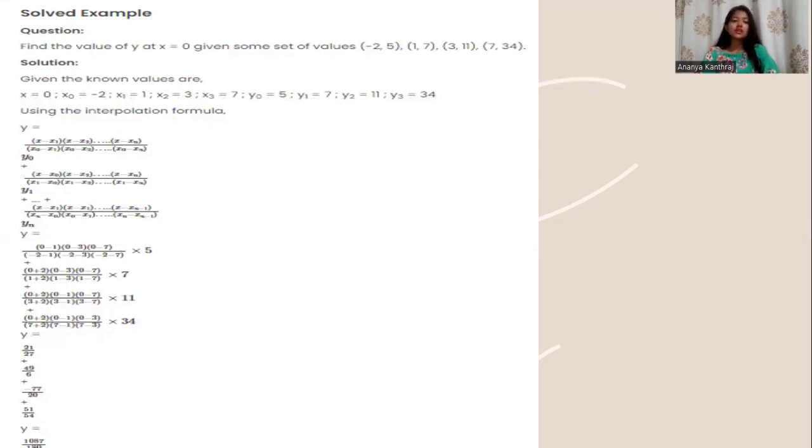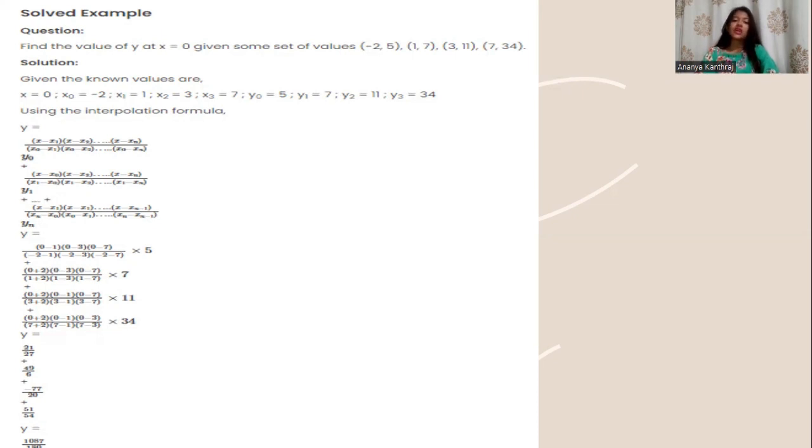Now let us apply Lagrange's interpolation formula, which is y is equal to x minus x1 into x minus x2, so on up to x minus xn, divided by x0 minus x1 into x0 minus x2, so on up to x0 minus xn into y0, plus x minus x0 into x minus x2, so on up to x minus xn, divided by x1 minus x0 into x1 minus x2, so on up to x1 minus xn into y1, plus so on up to the nth term, that is x minus x0 into x minus x1, so on up to x minus xn minus 1, divided by xn minus x0 into xn minus x1, so on up to xn minus xn minus 1.